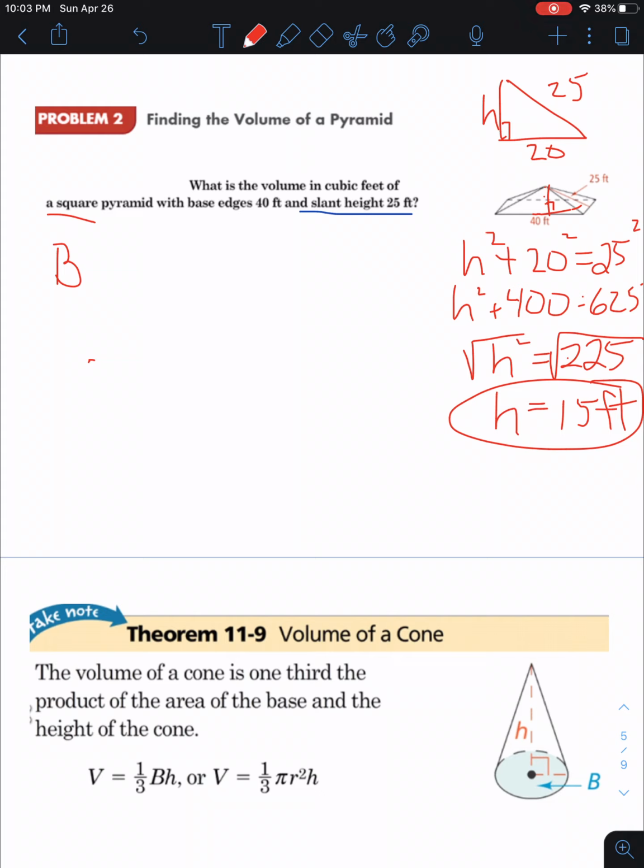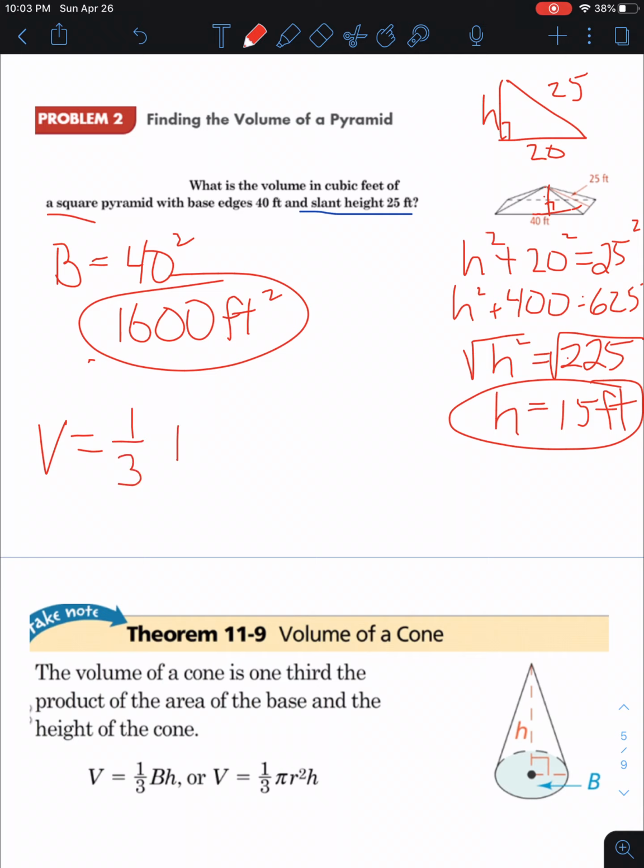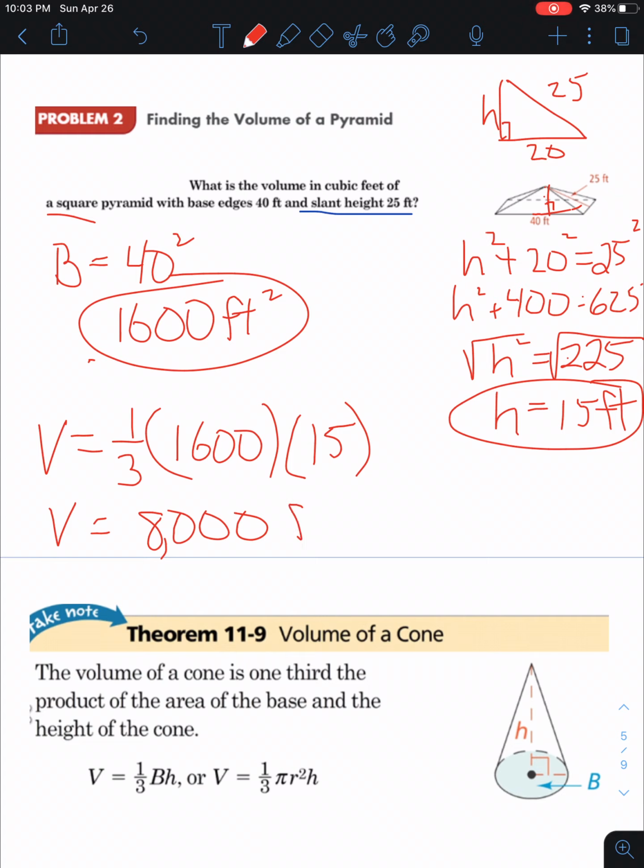The base. Okay, since it's 40, that would be 40 squared, which is 1,600. Okay, 1,600 feet squared. And the volume then would take 1/3 times 1,600 times 15, which gives us a total of 8,000 cubic feet. Always try to remember to get those units in there, and they're always in cubic measure when you're doing volumes.